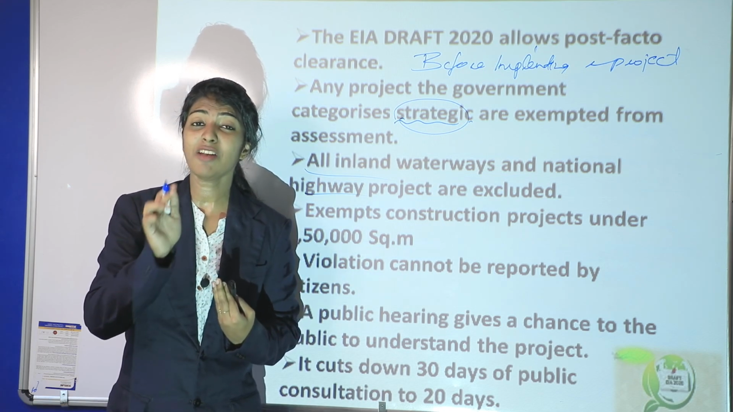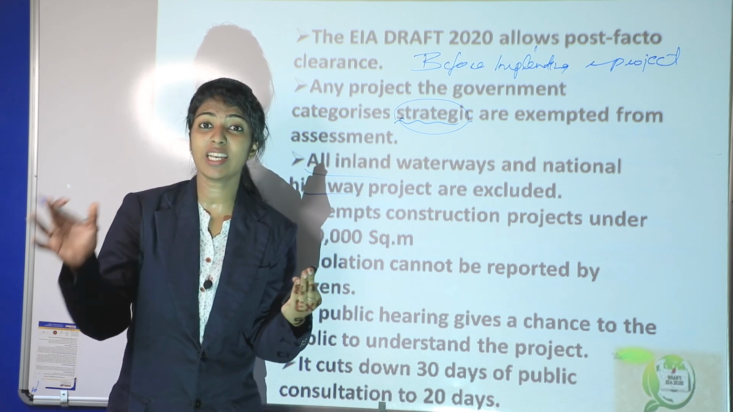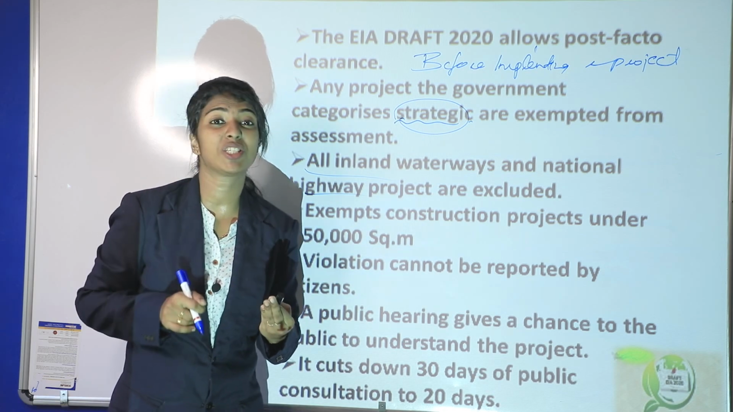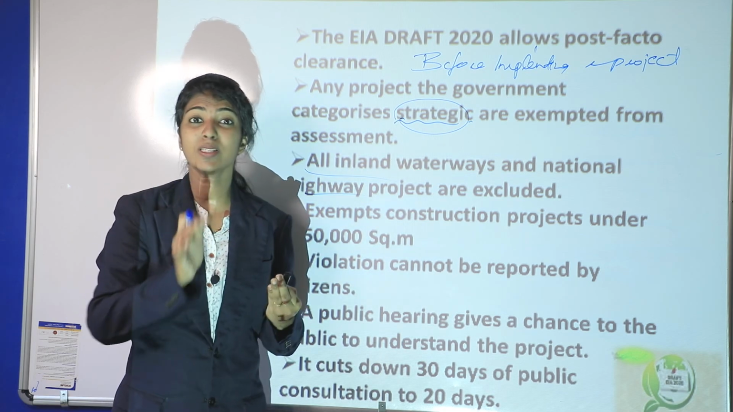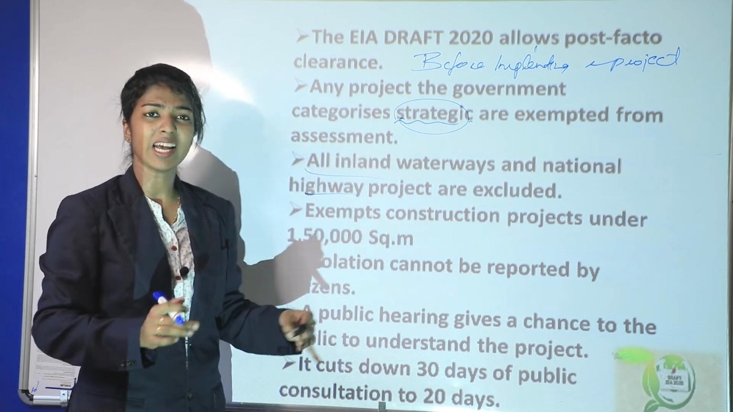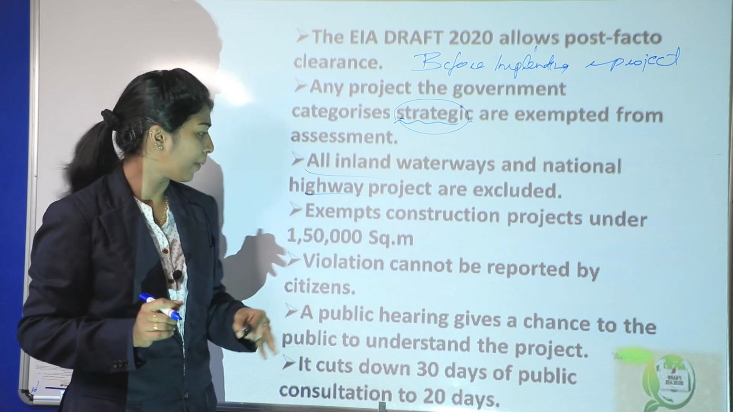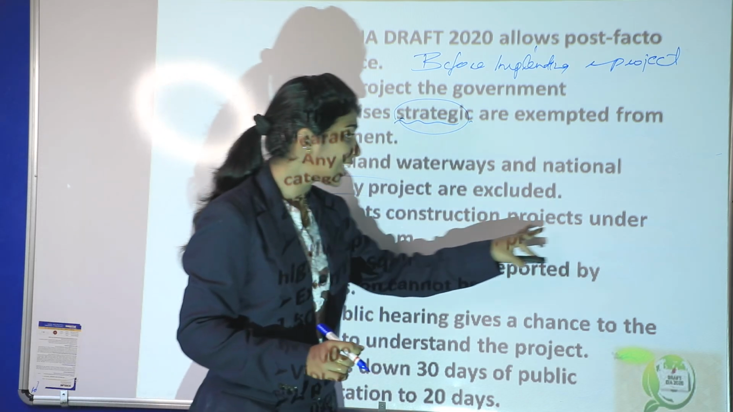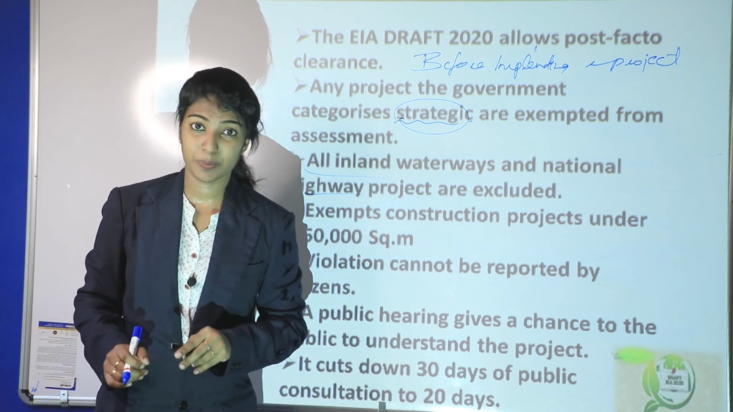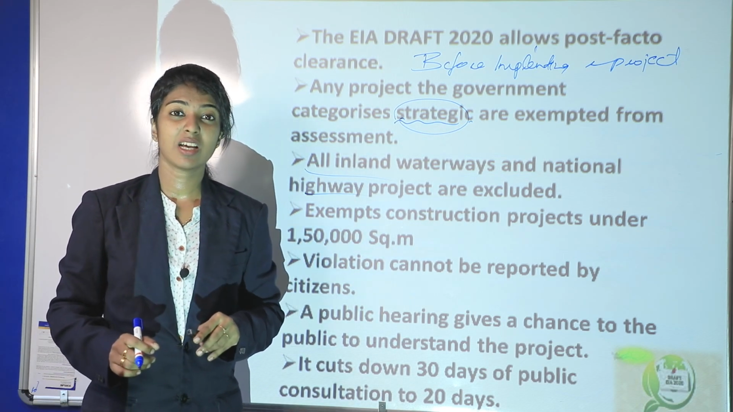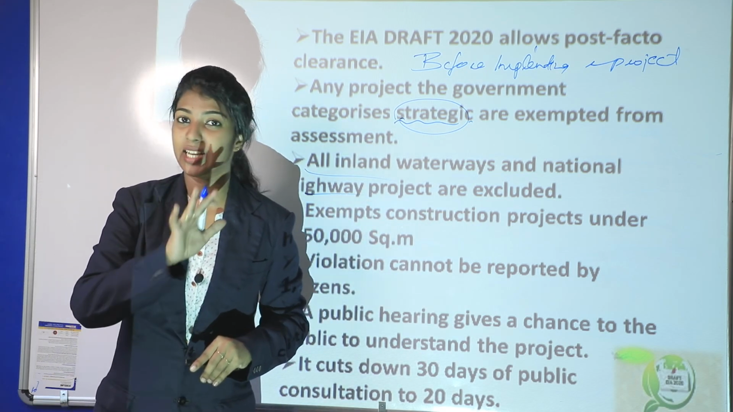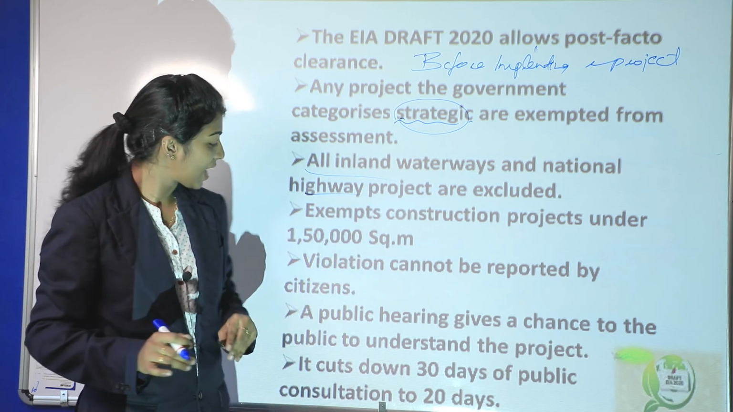Then only we can find how it is impacting the environment, how we can clear that with positive measures or how we can reduce the negative ones. So this is very important. In all these areas, EIA should be considered. Okay. Then, exempting construction projects under 1,50,000 square meter. The constructions which are under 1,50,000 square meter also do not need EIA clearance.